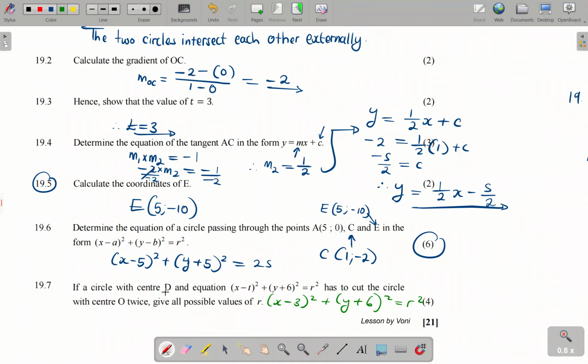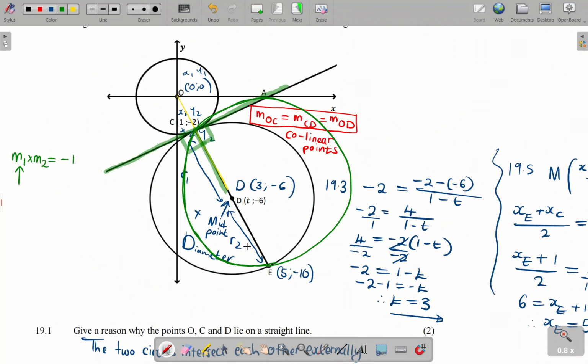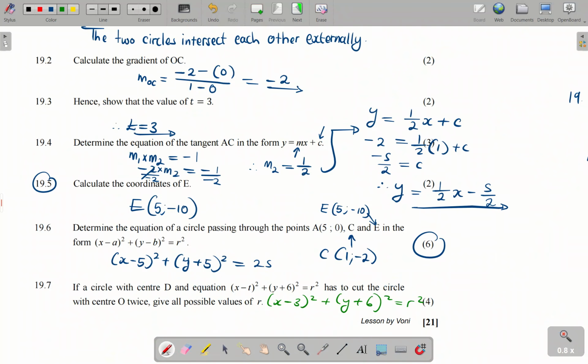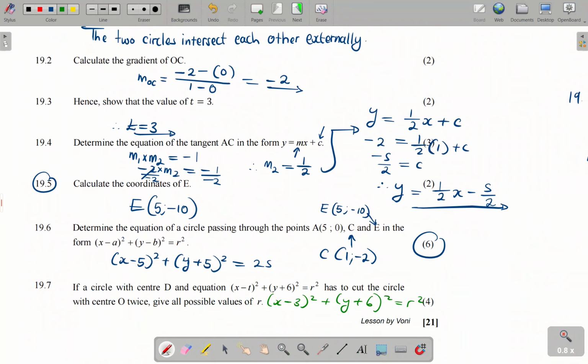So if a circle with center D, and the equation says to cut the circle with center O twice. Where's the circle with center O? Circle with center O, okay, it is the small circle, so they have to cut twice. Is that what they said? They have to cut the circle with center O twice. Okay, so this is what we have there. So what else am I given? Okay, I think that's it.